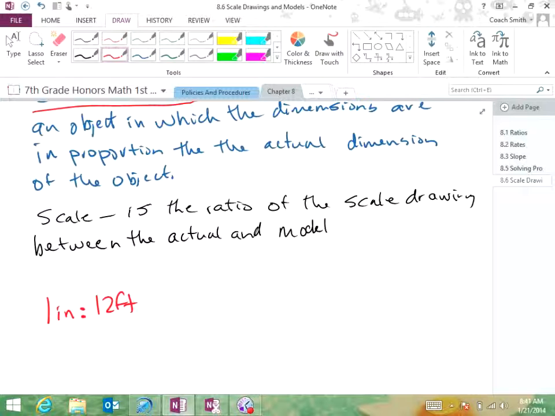Look at the map there in example 1 on page 400. Who can tell me what the scale of that map is? Tristan. Yeah, so 1 centimeter equals 65 kilometers. So you can measure on that map.